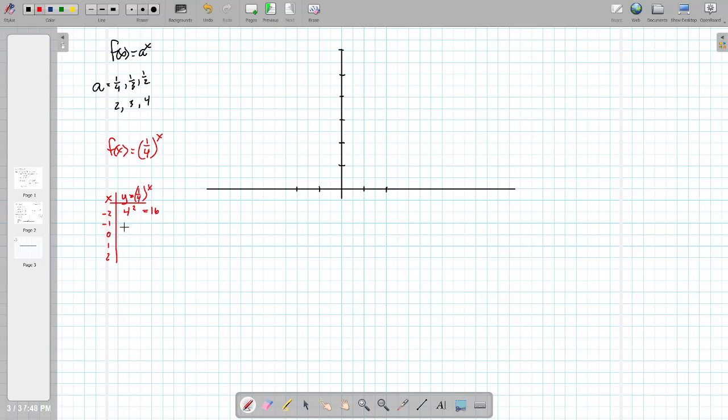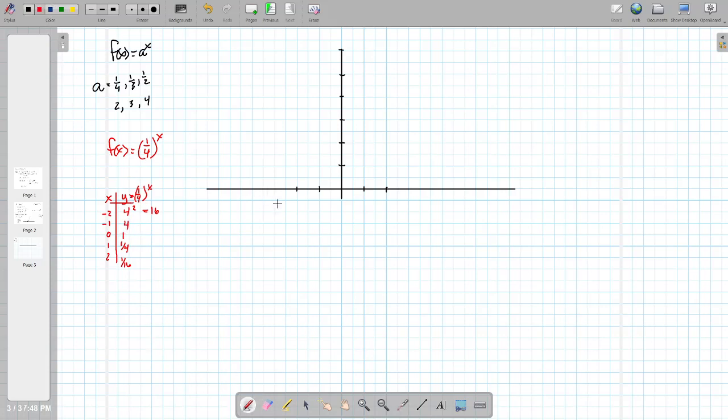1/4 to the -1 will just be 4. 1/4 to the 0 power is 1. 1/4 to the 1 is, of course, 1/4, and 1/4 squared is 1/16. So we see what we have here with these 4 points. Let me plot these really quickly.